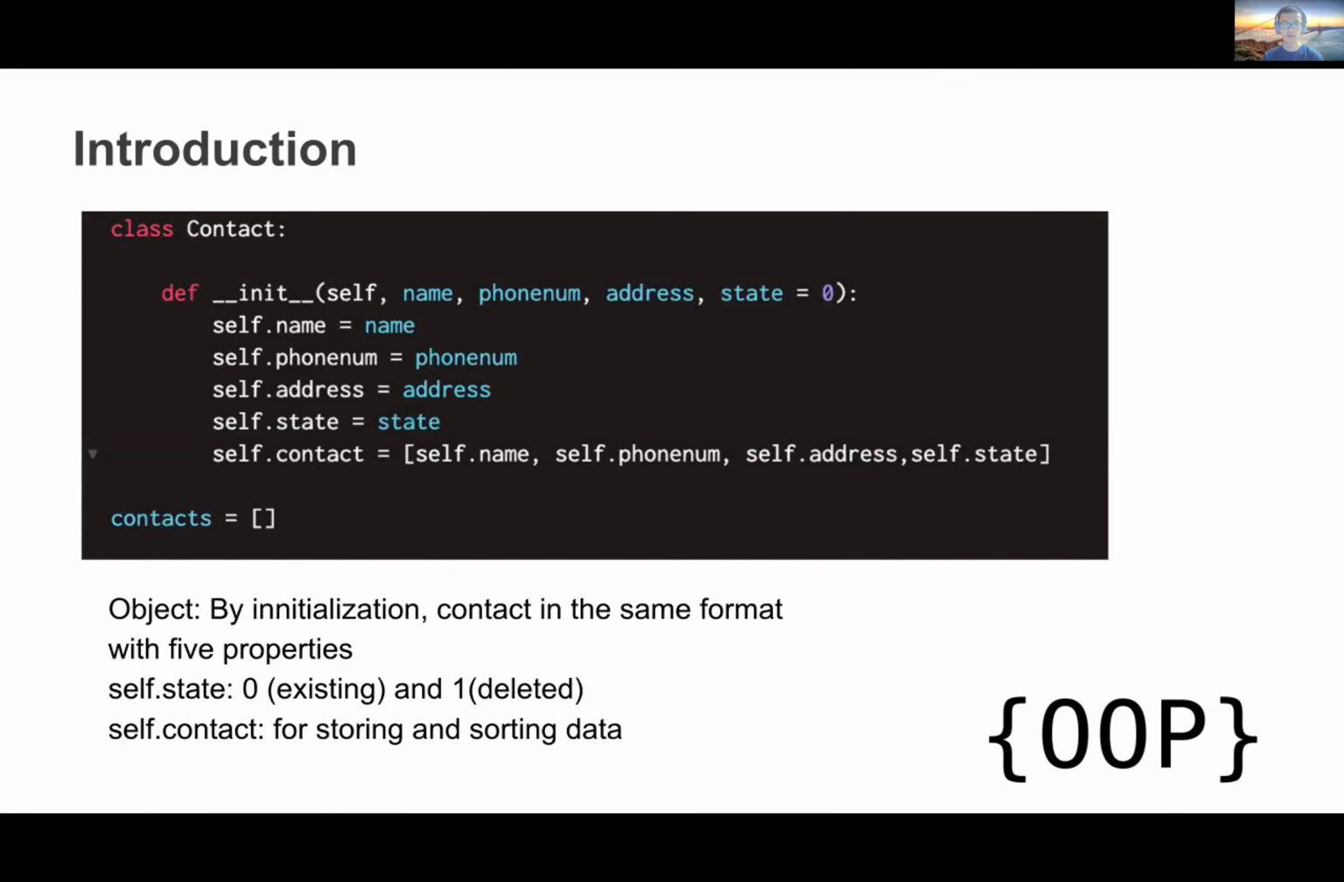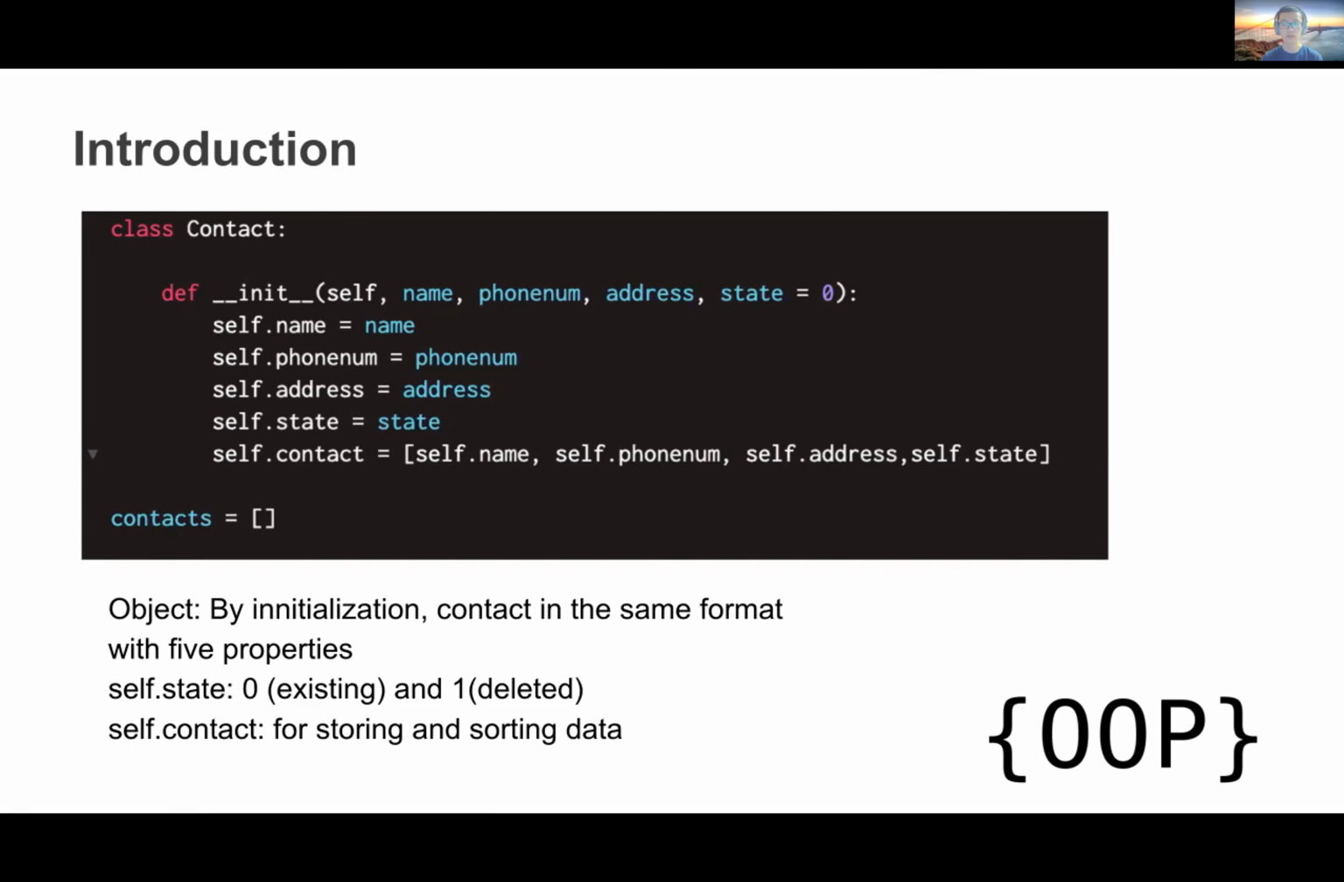In our codes, firstly, we create a class contact because every person's contact information has the same structure. And by initialization, we have 5 properties for this class. They are name, phone number, address, date, and contact. The first 3 properties should be provided by users as they are contact information. The fourth one, which is date, is about existing records and deleted records. And by initialization, it should be equal to 0, which means that this record exists in our phone book. But if it has been turned into 1, it means that it has been deleted.